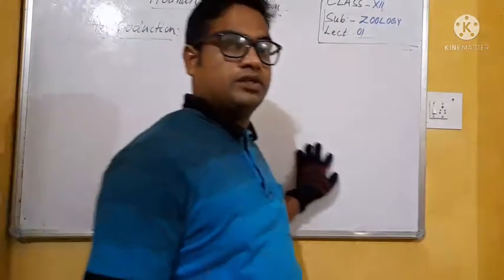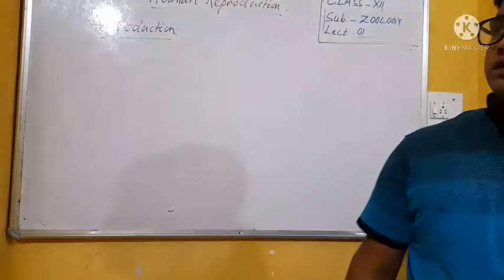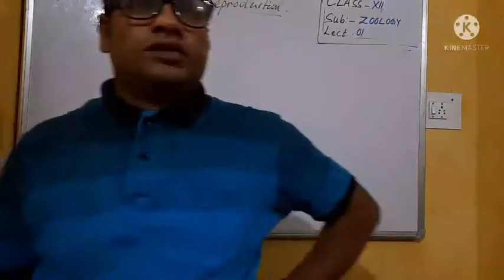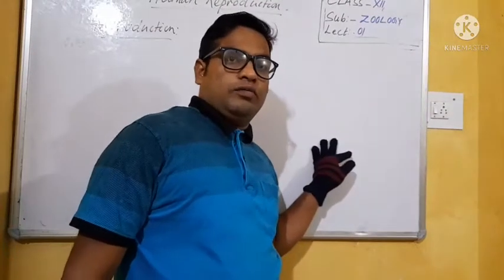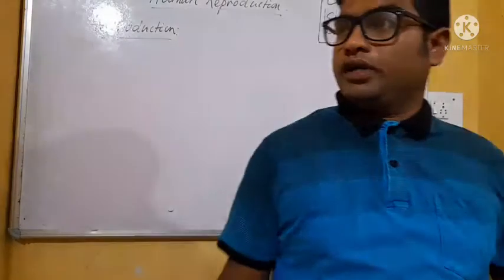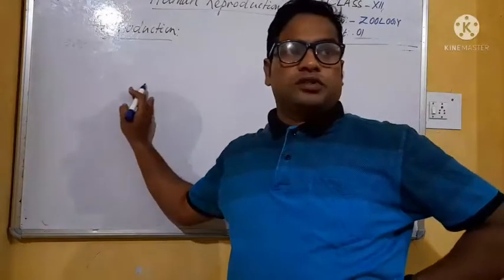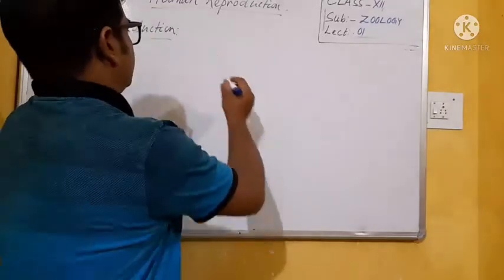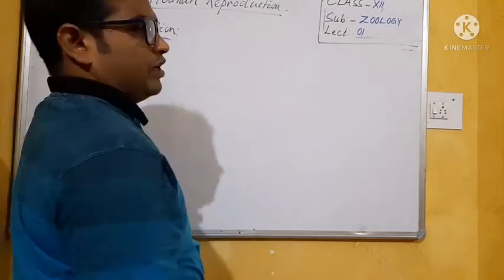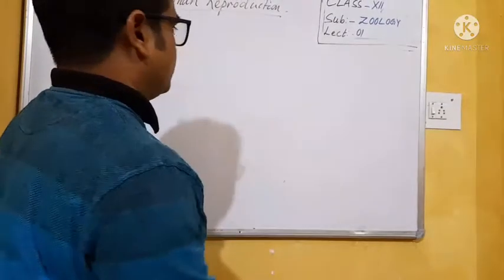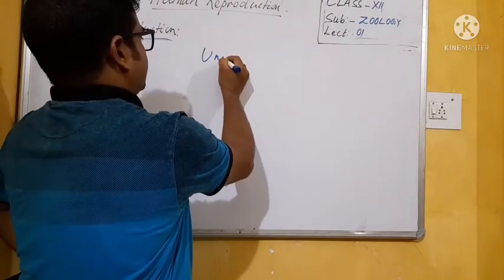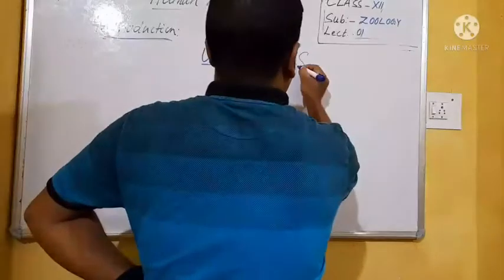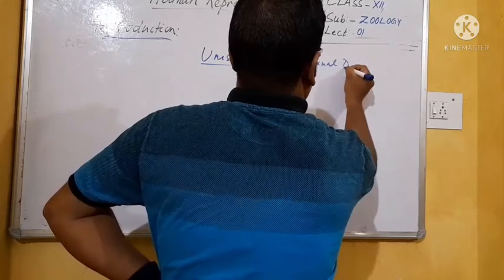Students, today I will discuss 12th Zoology, human reproduction. Now I am going to discuss some introductory terms about human reproduction. Before studying human reproduction, some terms are to be discussed. The first term is unisexual, and sexual dimorphism.